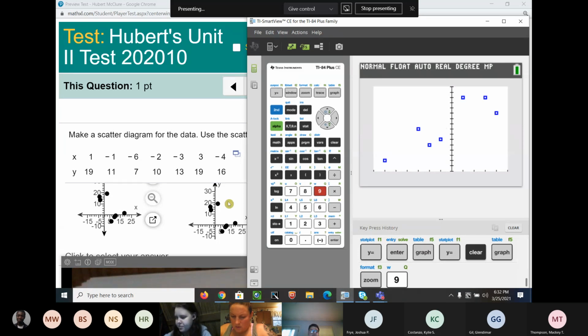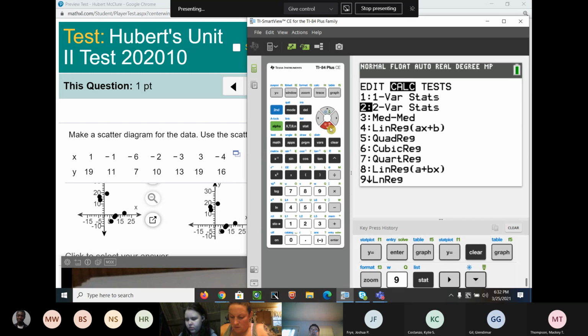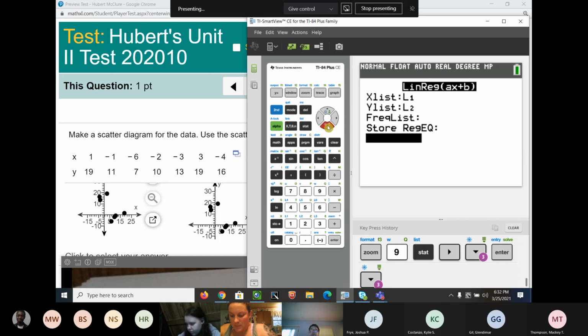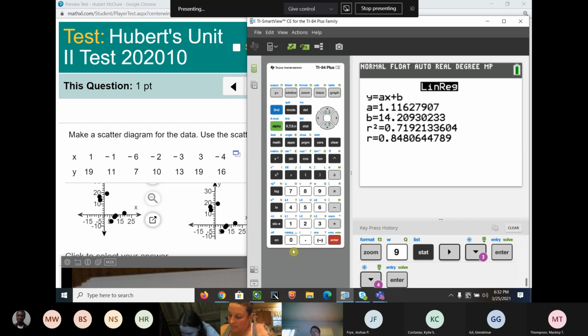Okay. So now let's go ahead and get everything. Stat, calculate, linear regression, and I'm going to write all this down for you. That ain't right. Y is equal to 1.11627907x plus 14.2093, whatever. 1, -1, -6.